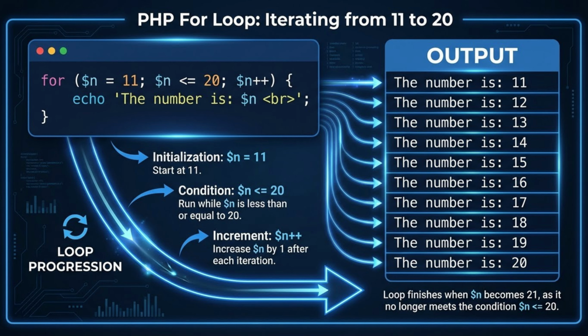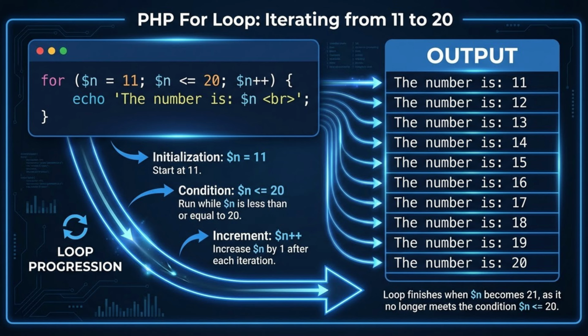To further understand how the for loop works, let's look at the flow of the loop shown in this visualization, where the program prints numbers from 11 to 20. This example clearly demonstrates the structure and behavior of the for loop in a simple and step-by-step manner, making it easy for beginners to follow.